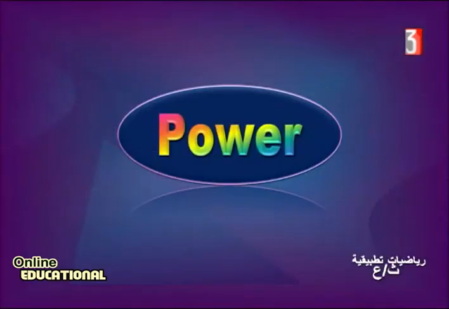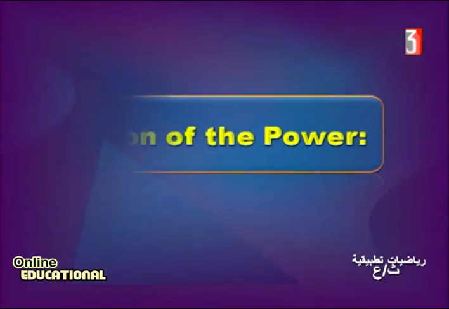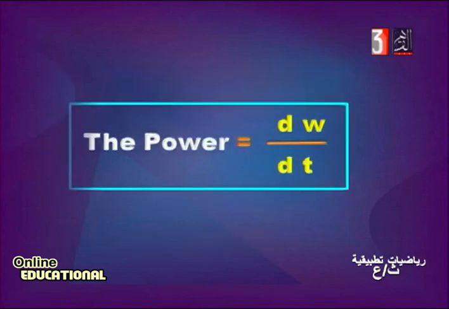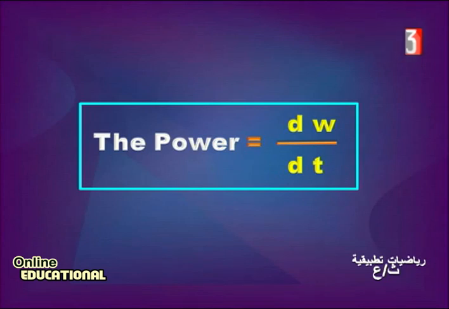Definition of the power. The power is the time rate of doing a work, or the power is the work done in unit time. Then the power is the derivative of the work with respect to the time t.